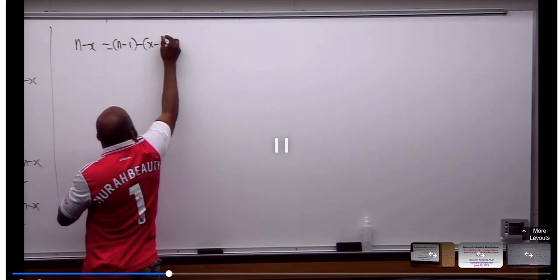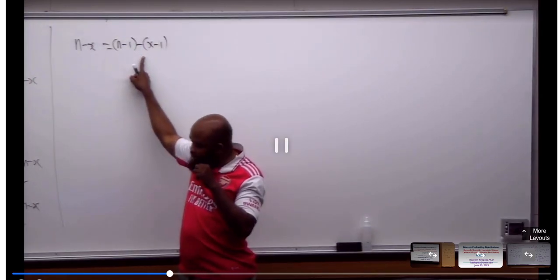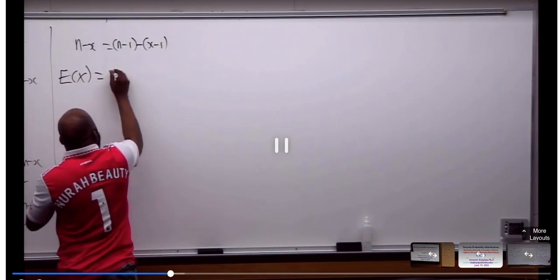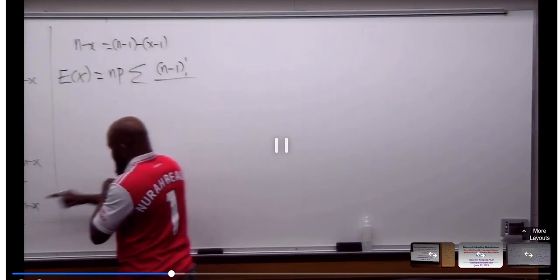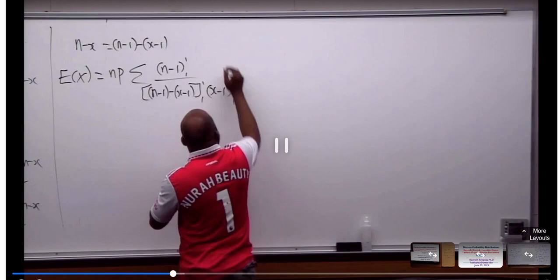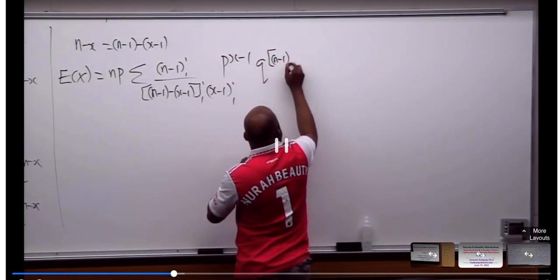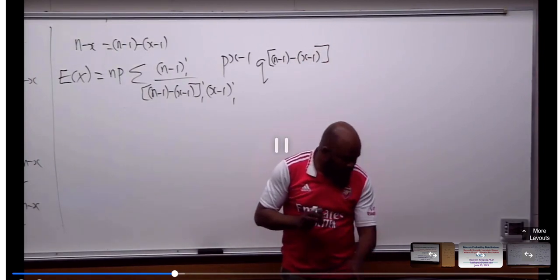You know that? This is the same thing as this, mathematically speaking. So if I want to rewrite it, I'm going to write np summation (n minus 1) factorial. Then inside here, I'm going to write (n minus 1 minus (x minus 1)) factorial, (x minus 1) factorial, p raised to power x minus 1, and this is going to be q raised to power n minus 1 minus (x minus 1). Take a look at that.